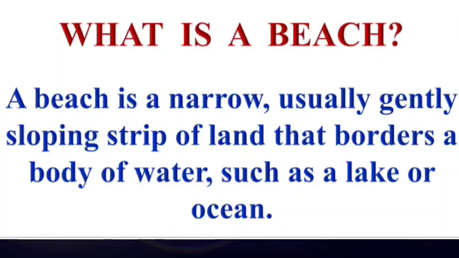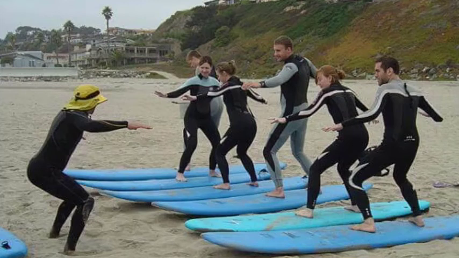What is a beach? A beach is a narrow, usually gently sloping strip of land that borders a body of water such as a lake or ocean. A number of oceans are there, and you can see these beaches also. A number of beaches you can see in that.